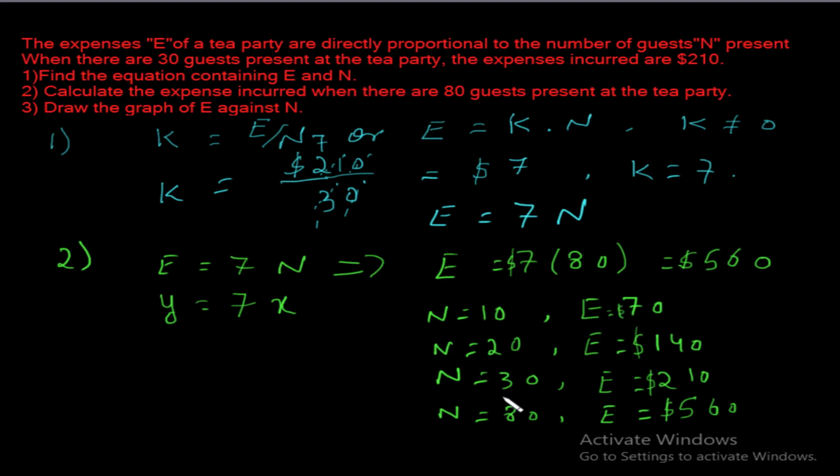So now let's switch over to GeoGebra and see the graph of these points. So I will write this first as 10 and 70. Point B will be 20 and 140, and so on. Okay, so let's go there.